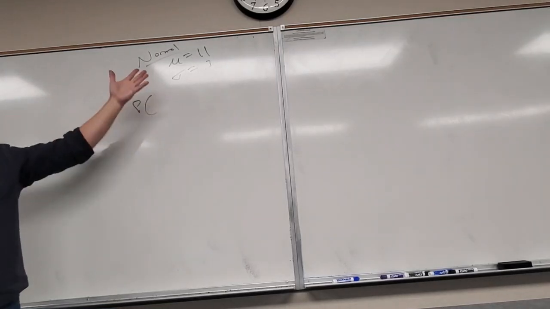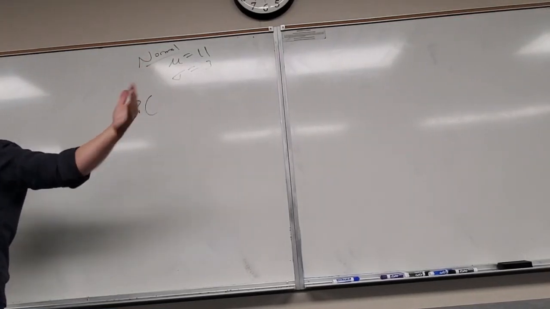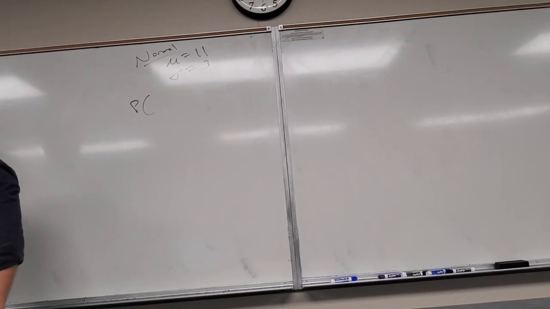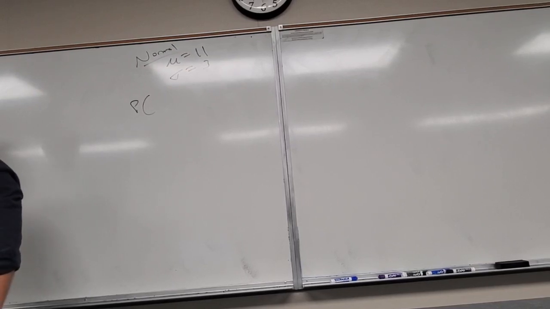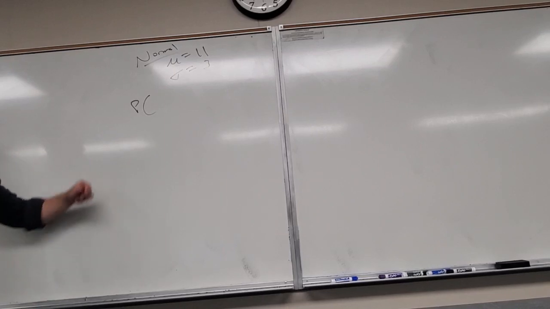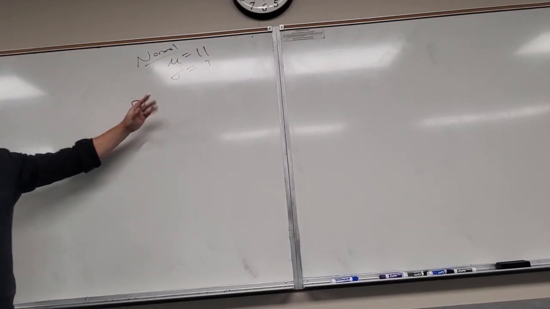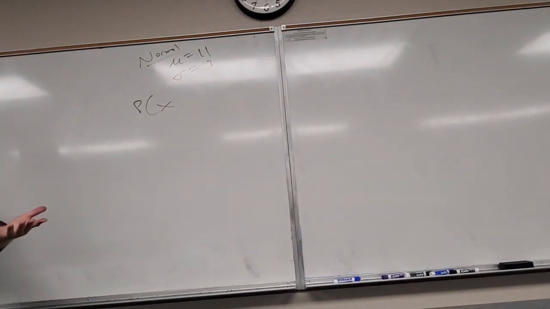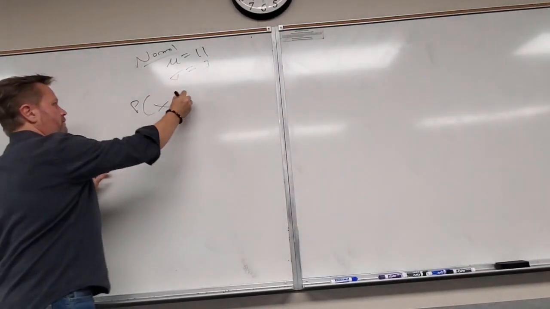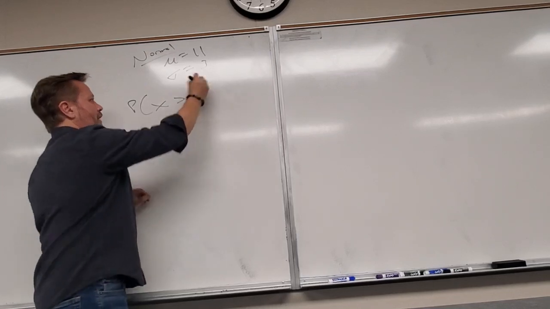The probability that. What kind of question would I ask you? Anybody? I'll do the next step. Probably x is greater than, sure, greater than 5. Okay, 11. There it is.